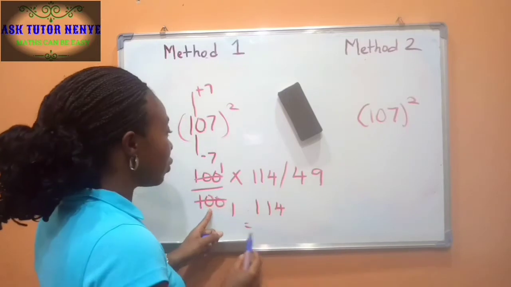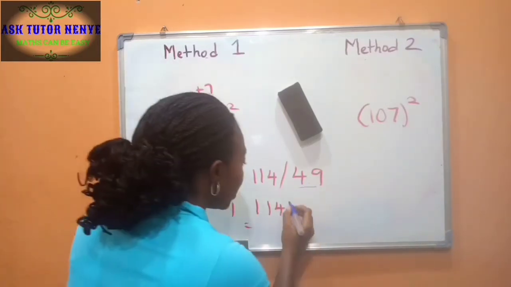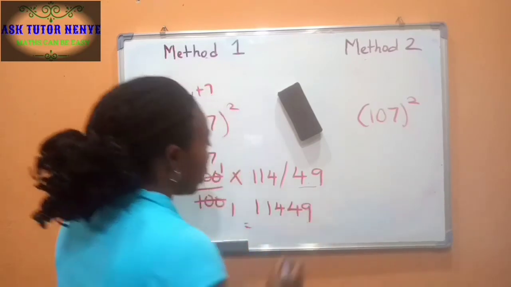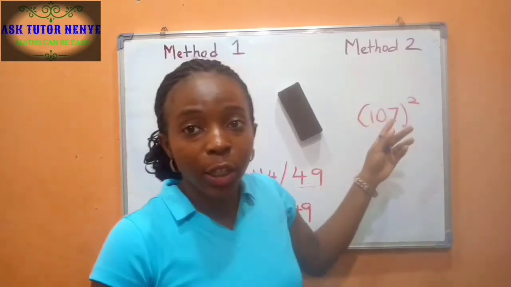Since we have 2 zeros here and we have 2 numbers here, there's no need to carry over. So we simply write what? 49. So that is it. It's absolutely easy. Just pay attention. Now let's look at the second method.